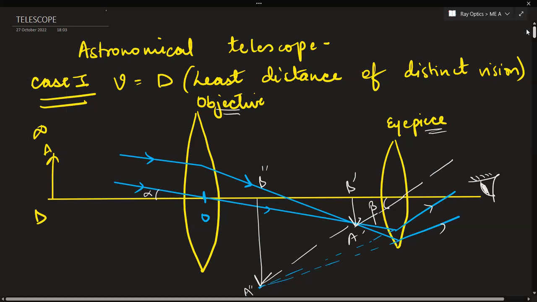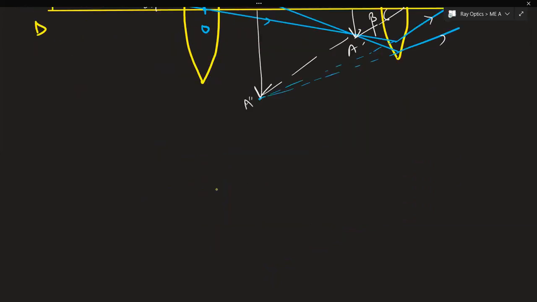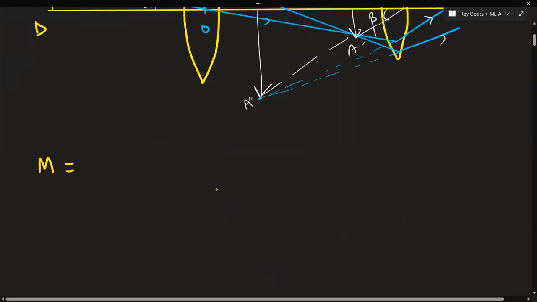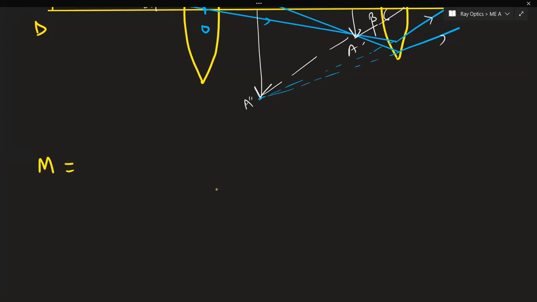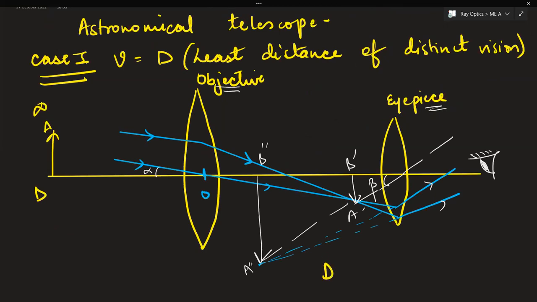Now, see, the magnification formula will be the same thing you will have in the triangles. Magnification's definition is the same. Magnification is the ratio of angles subtended by the final image at the least distance of distinct vision. One thing I didn't tell you, the markings. The final image is formed at the least distance of distinct vision, capital D. And this is the object distance for the eyepiece. Why? Because this intermediate image is acting as an object for this eyepiece, right?